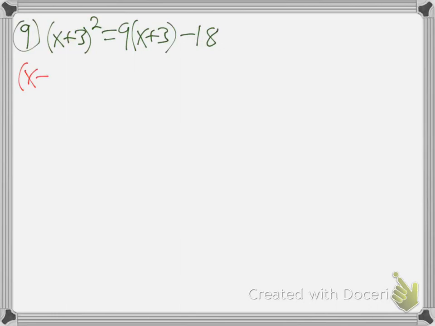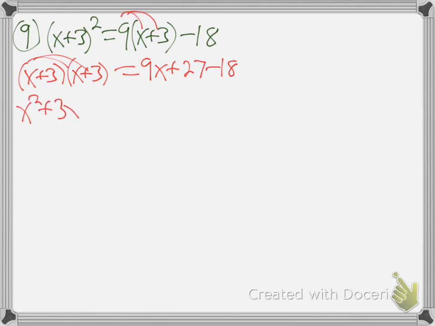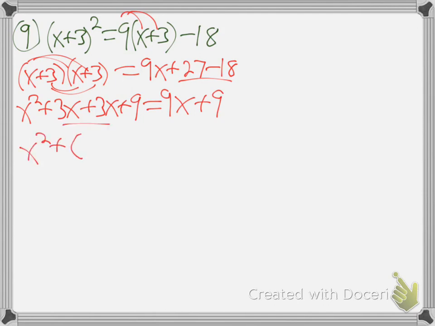Okay, so this one is just a long, tedious problem. We're going to write x plus 3. Over here, the 9 distributes: 9x plus 27. Here, FOIL: x squared plus 3x plus 3x plus 9. 27 minus 9, minus 18 is 9. Gather like terms: x squared plus 6x plus 9, 9x plus 9.